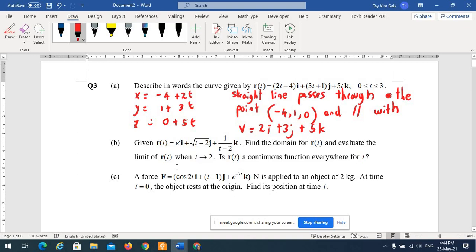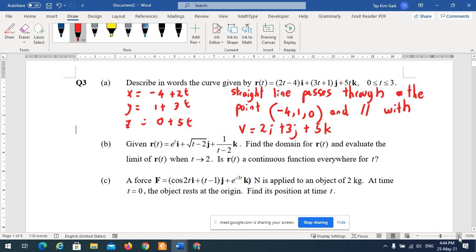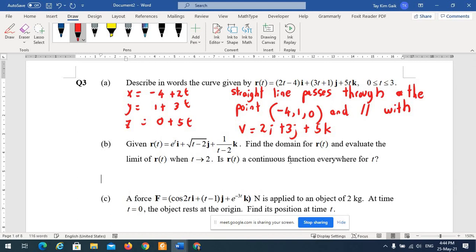Okay, and question b, given r(t) equal to e to the power t i plus square root of t minus 2 j plus 1 over t minus 2 k. Find the domain for r(t) and evaluate the limit of r(t) when t approaches 2. Is r(t) a continuous function everywhere for t? Okay, so this is related to domain. The second part is the limit of r(t) and later on continuity. Continuity will be explained to you later.